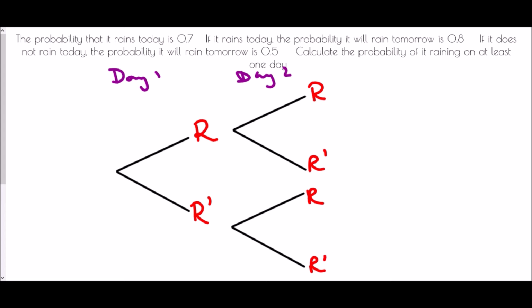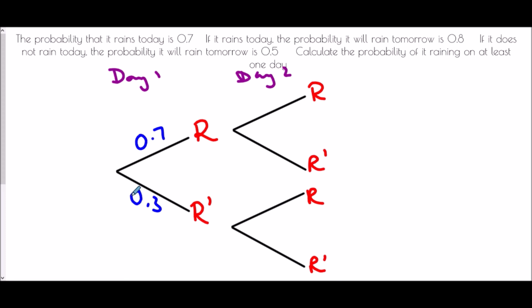But then in terms of probabilities, we're told that the probability it rains today is 0.7. Therefore, the probability it does not rain is 0.3 in order to make it total to 1. On day 2, it all depends on what happened on the first day.